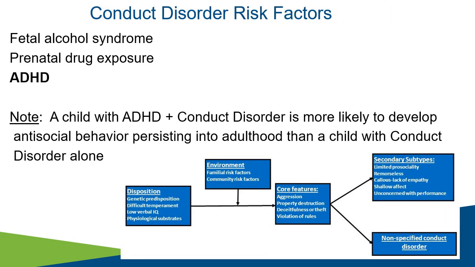Now, an important risk factor here to note is the presence of ADHD. A child who has a diagnosis of ADHD along with conduct disorder is more likely to develop antisocial behavior that will last into adulthood. In contrast, this is a decreased likelihood in an individual who only has conduct disorder. So just note that relationship: ADHD plus conduct disorder leads to a worse overall prognosis in the future, and they will more likely develop antisocial personality disorder.